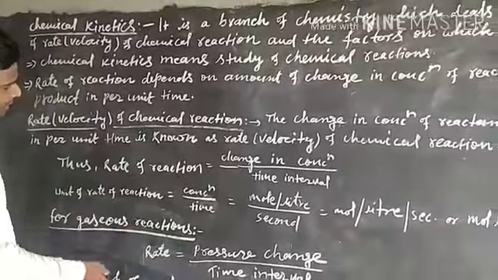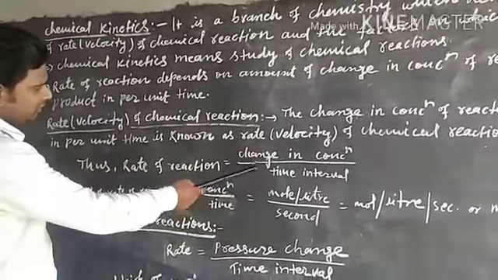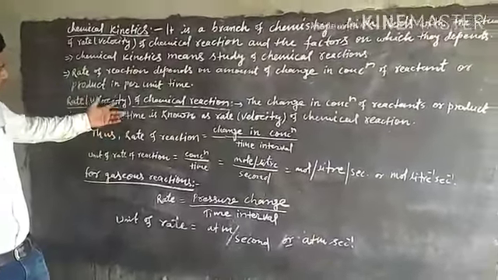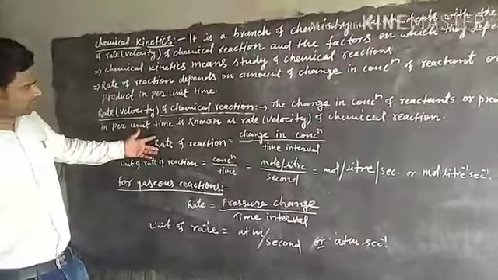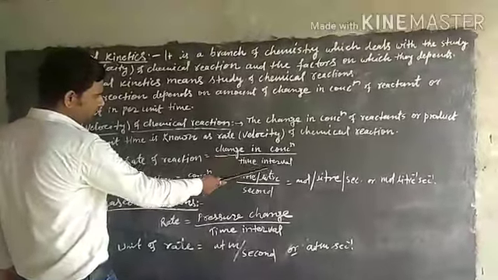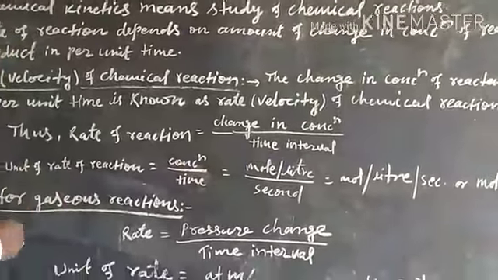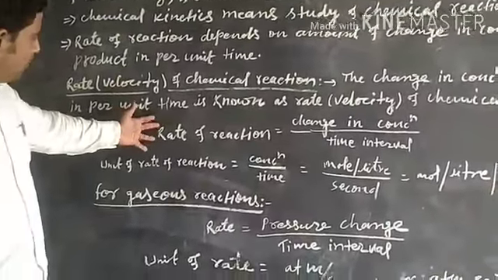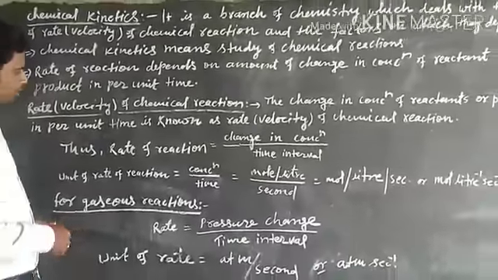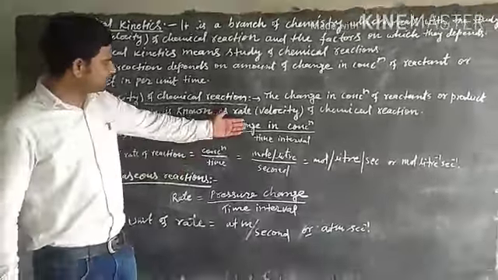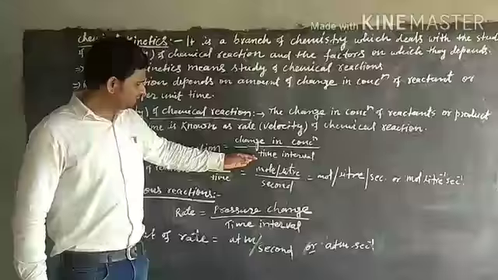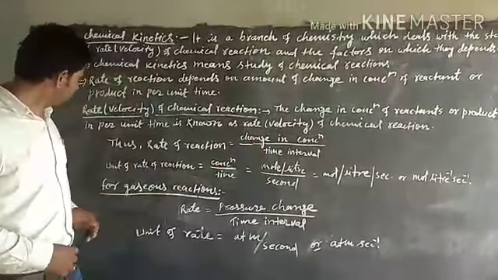Rate of chemical reaction is change in concentration by time interval. From this formula, you can also define rate or velocity of chemical reaction. Change in concentration of reactant or product per unit time is called rate of reaction. If you know this formula, then you can define rate of reaction, because from this formula it is clear that change in concentration of reactant or product per unit time is called rate of reaction.